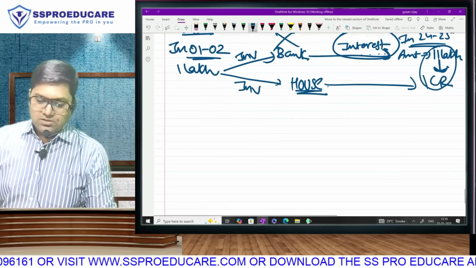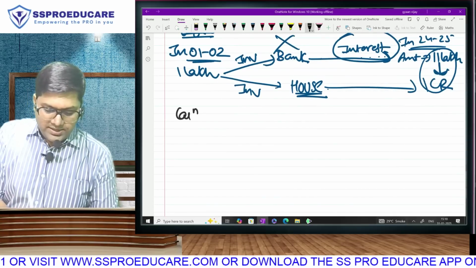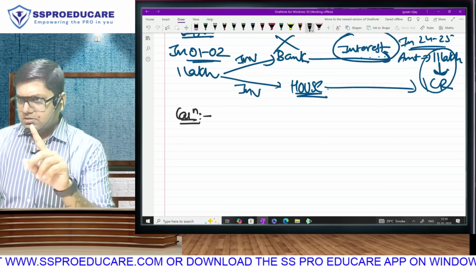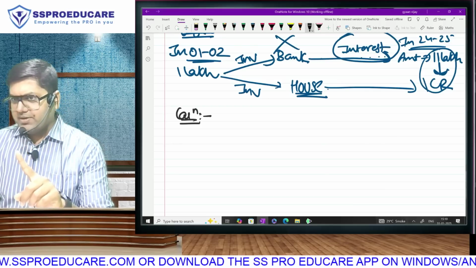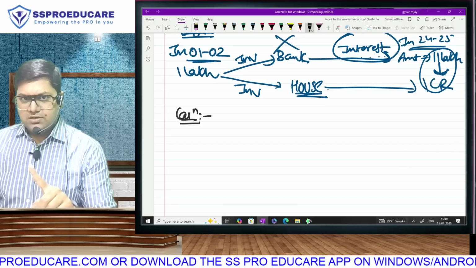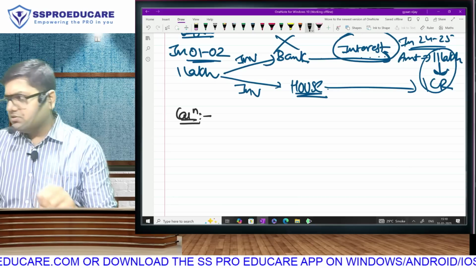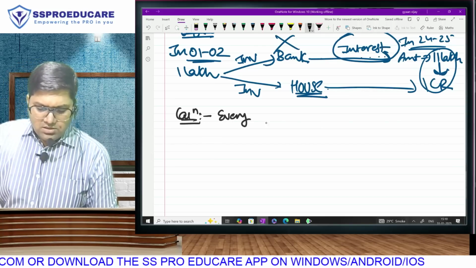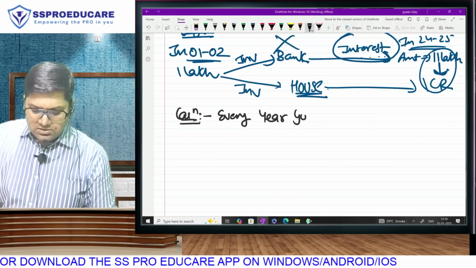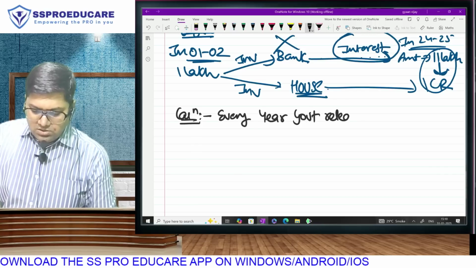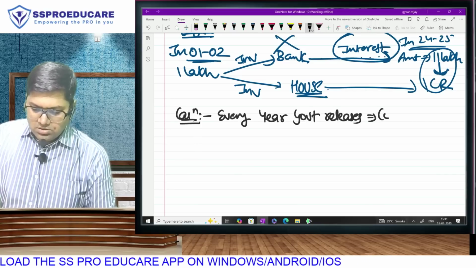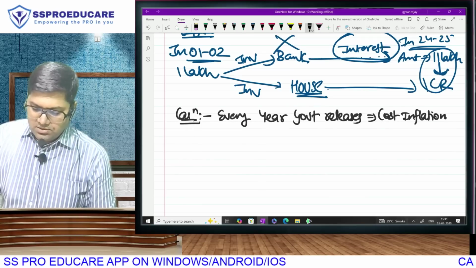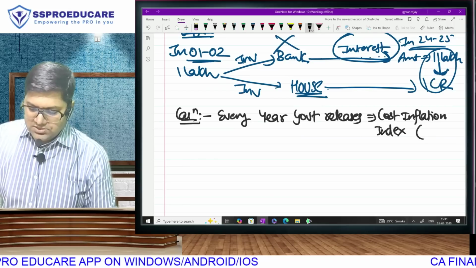So let's go to the calculation of indexation. Step by step. Question number 2 is the first tax benefit. What is the first tax benefit? Indexation. The meaning and logic of indexation are clear. So let's go to the calculation. Every year, the government releases something called the cost inflation index, CII.